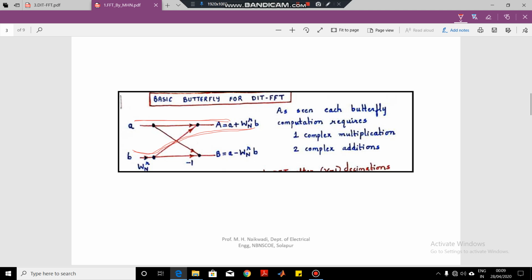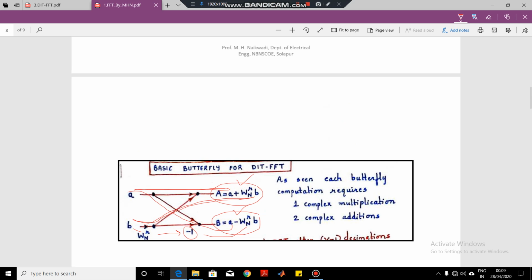What is the output of the second node? This a will come here directly. Now this b will get multiplied by W_N^R, but here there is a minus 1 sign. So when b W_N^R gets multiplied by minus 1, this becomes minus W_N^R into b. So we will get capital B equal to a minus W_N^R b. These two are very important computations. These two are the computations of the basic butterfly, and we have to use them in our signal flow graph.